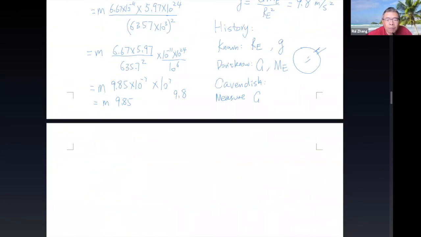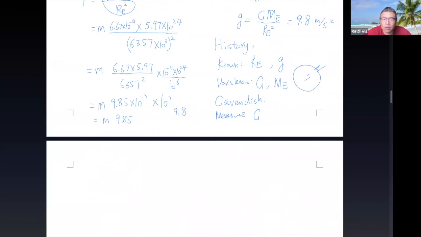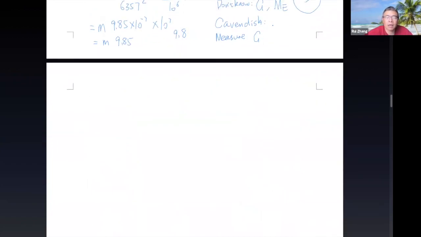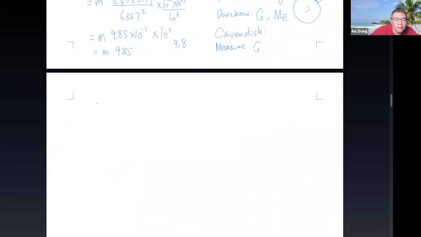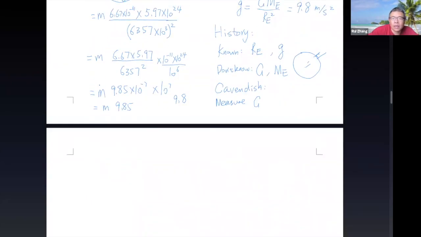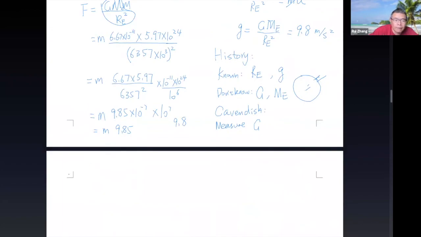Now, after that, people knew capital G, and also knew the radius of the Earth and the small g. From these three numbers, they got the mass of the Earth, Me. Based on this, you have Me equals g Re squared divided by capital G. So if you know these three parameters, you can calculate the mass of the Earth. So Cavendish's experiment was called the experiment of weighing the Earth, okay?